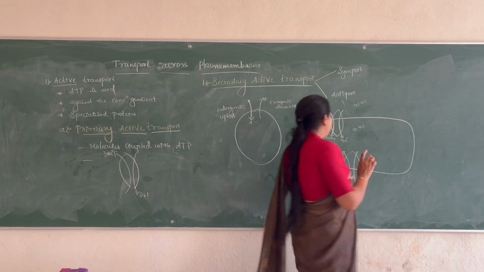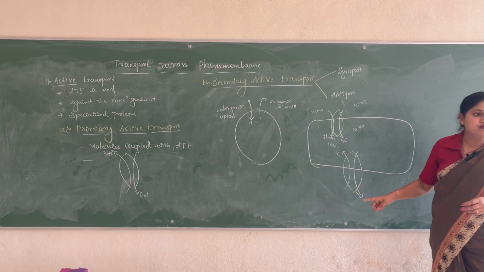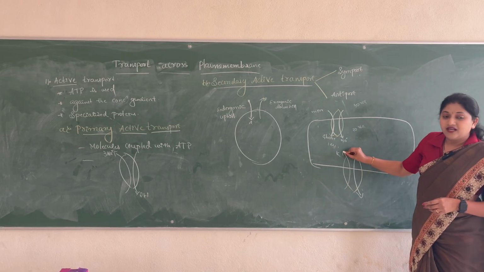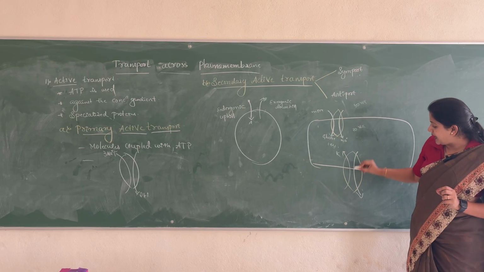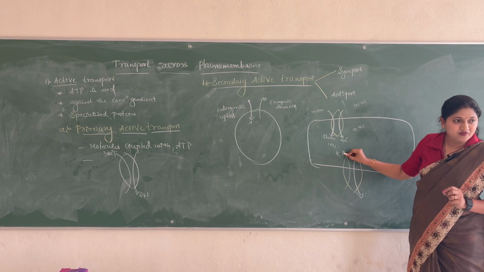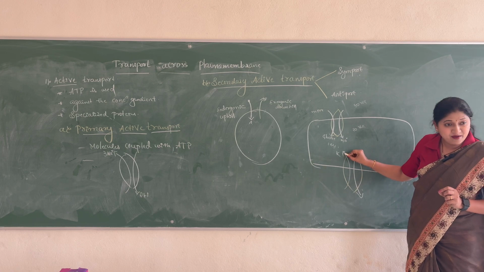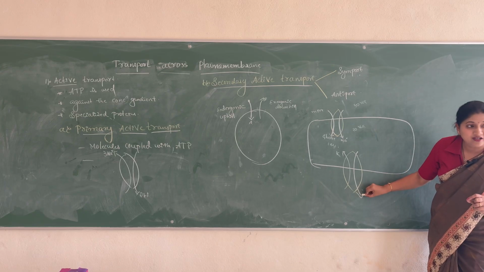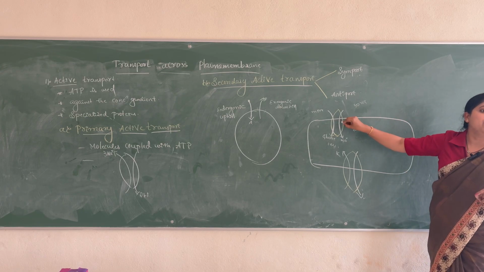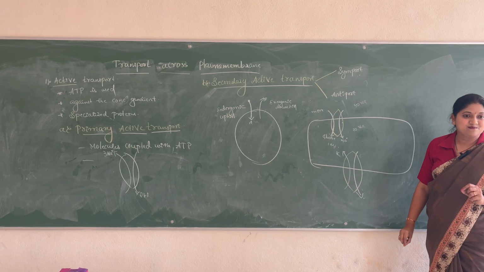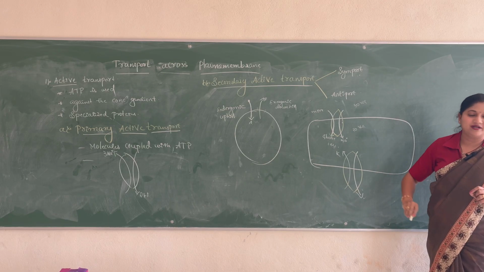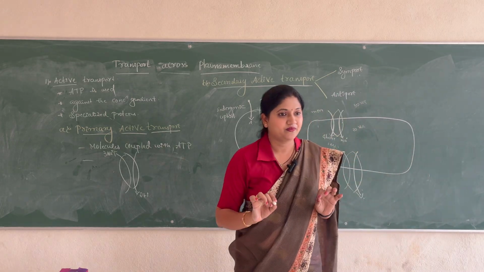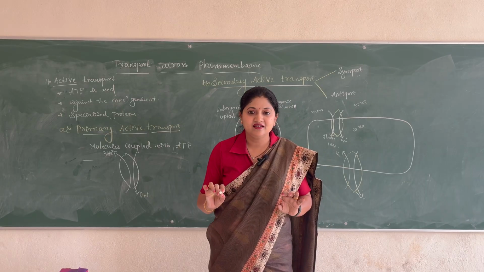Okay, so let me just explain the same definition with this diagram. Secondary transport is the uphill movement of one molecule which is combined with the downhill movement of another molecule which has previously undergone uphill movement. That's called the secondary active transport. Okay, clear?